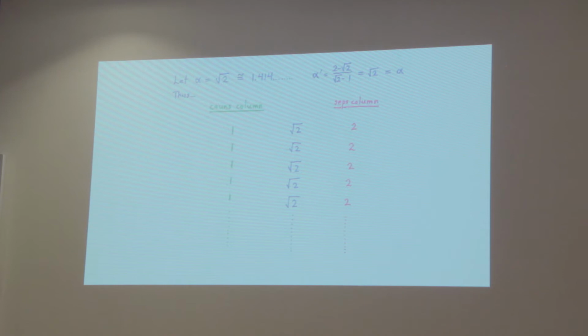Okay. In the case of the square root of 2, as I told you earlier, the derivative number, alpha prime, equals alpha. So this number is going down forever the same number. And so the sequence of counts is always 1. The sequence of seps is always 2. That's a peculiar fact about the square root of 2. It's a pretty fact, but it's, of course, not typical. You can ask yourself what other numbers might have these periodic properties.